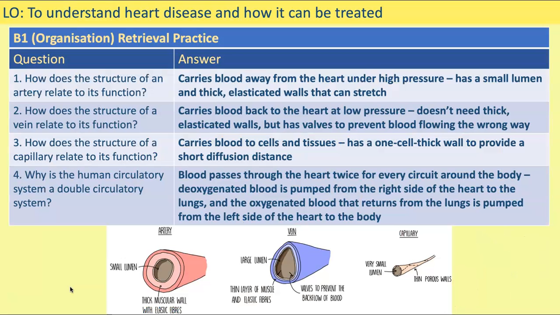Okay, so the answers to the first lot of retrieval questions are now on the screen. The first three questions are all about blood vessels and their structure and function, and the last is about the human circulatory system as a whole. I've put down here some diagrams of arteries, veins, and capillaries just so you can visualize what they look like.